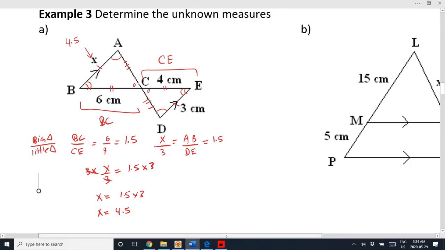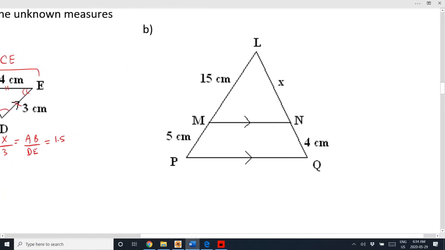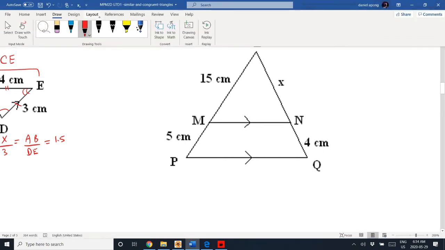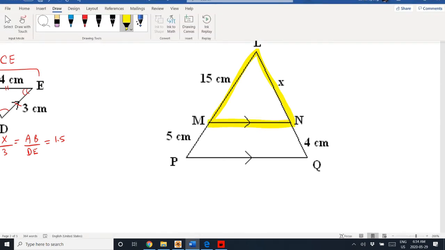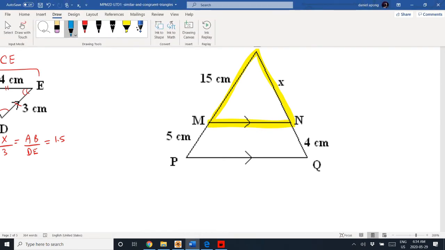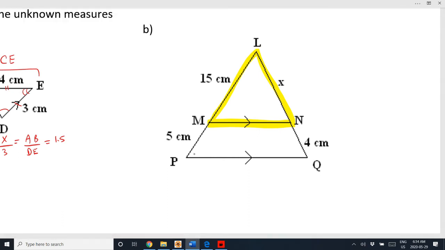Let's try example B. The first thing we need to do, as with all these questions, is to identify where the similar angles are. There's actually 2 triangles here, and I'll highlight it just to make it look a little bit clearer. We have one right over here. Okay, so what angles do we know? We know angle P here is going to be the same as angle M over here. We know angle N over here is going to be the same as angle Q, and angle L is shared between both these triangles.